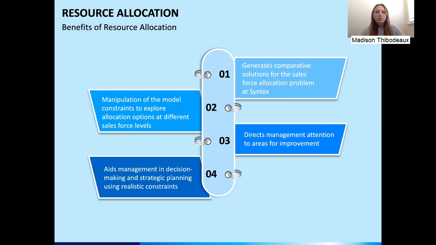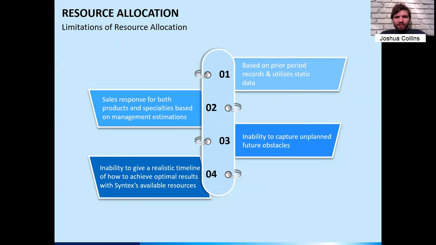While there are many benefits to using this model, users should be aware that some limitations exist. The first limitation of this model is that the input data is static and based on prior periods and estimations. The model does not automatically update when new data is available. Another limitation is that the sales response for both product line and physician specialty is based on management estimations. These estimations leave room for error as they are predicting unknown outcomes.